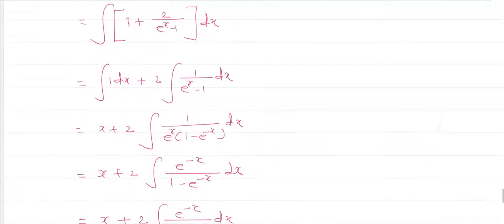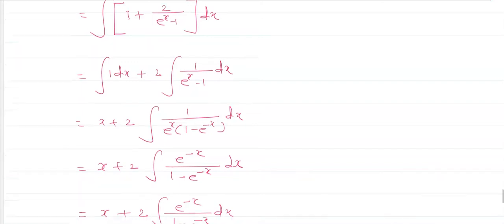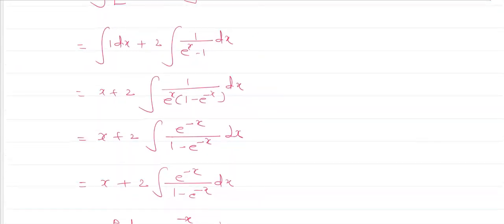Now see this, very interesting. Take e raised to x as common. If we take e raised to x common, then in brackets we have e raised to x times (1 minus e raised to minus x). If you multiply this, you will get e raised to x, and e raised to x into minus e raised to x is e raised to 0, and its value is 1. See how we take e raised to x as common, and this 1 becomes e raised to minus x. Now keep this as it is: 2 times the integral of 1 upon e raised to x, which can be written as e raised to minus x upon (1 minus e raised to minus x) dx.